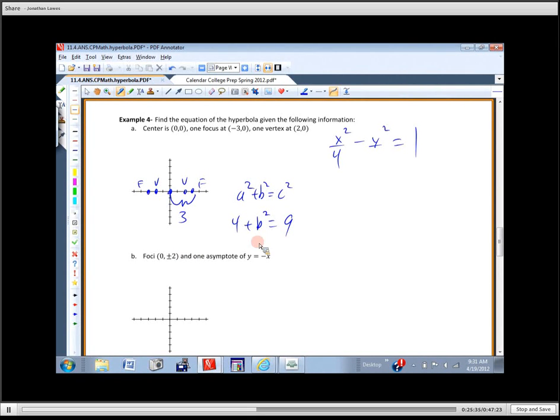And again, here's the cool part about this. Even though this would be an ugly number to find, I don't care that b is radical 5. I don't even need that because they didn't say graph it. The number underneath here is b squared. This one's a squared. That one's got to be b squared. So this is just a 5. That's the answer right there. Looked at the information, thought about what it means about the equation, and then figured out the missing pieces. That's it. That's all there is to it. Just come up with the equation. Okay, any questions?